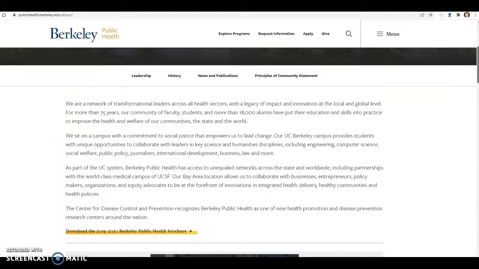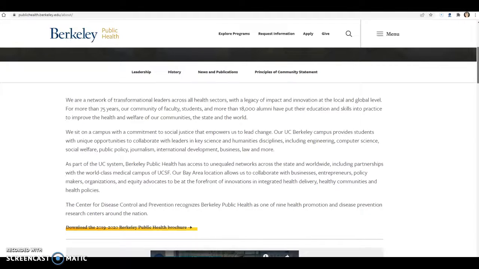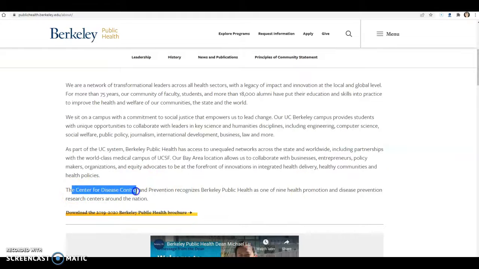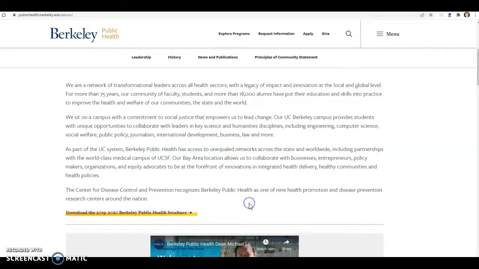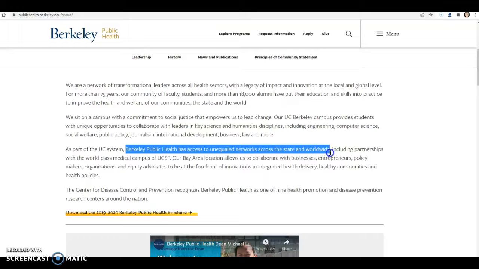Usually there's a paragraph here, and we find out, wow, we want to know if it's reputable. It says the CDC, remember them, recognizes Berkeley Public Health as one of nine health promotion and disease prevention research centers around the nation. That's pretty reputable. Their campus has a commitment to social justice. They have a lot of alumni. They have access to the best networks across the state and worldwide. As part of that system, they're able to collaborate. So these are all little things you can say in your evaluation according to their website.